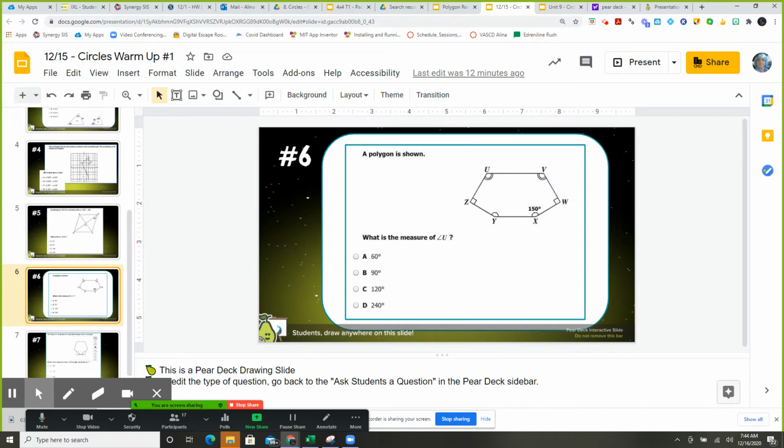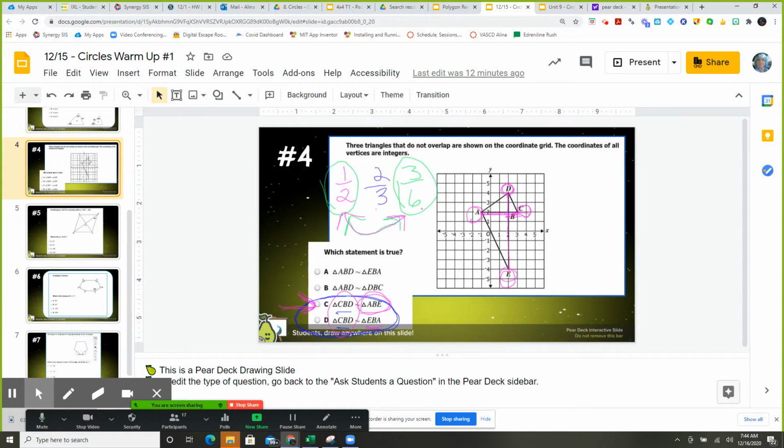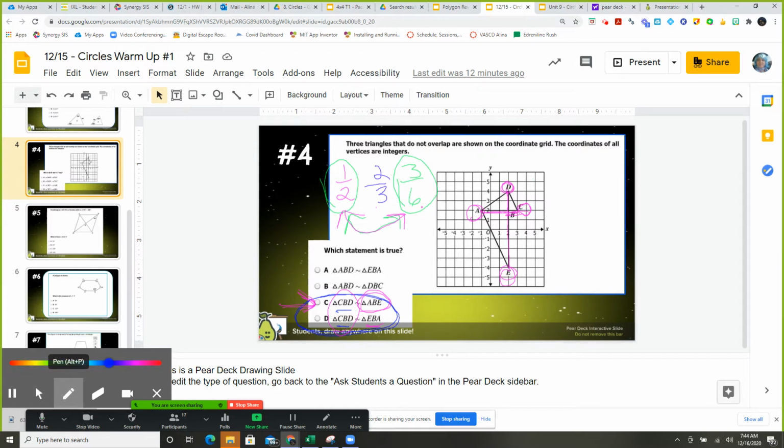So slide 4, step 1 was to make the ratios. Step 2 was to compare the ratios to see which ones matched. And then step 3 was to make sure that the letters were in the right order. Any other questions? We ready to go look at slide 6?